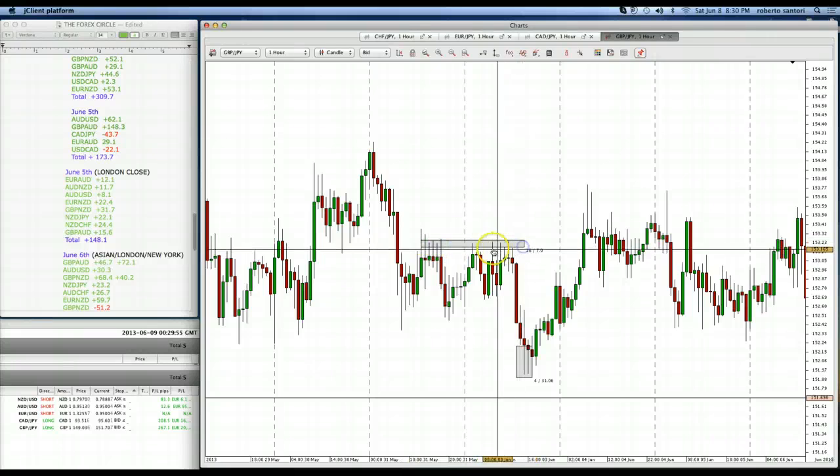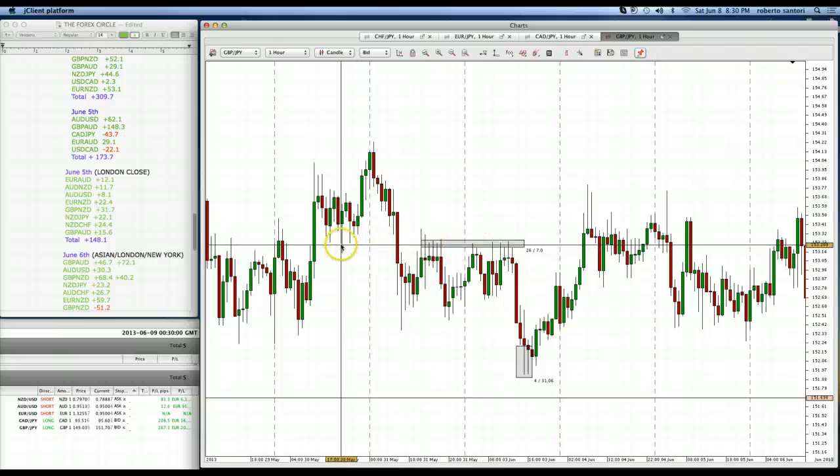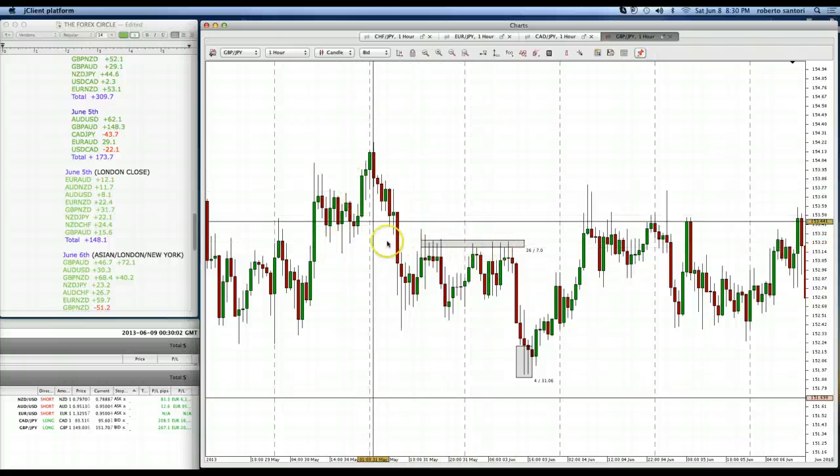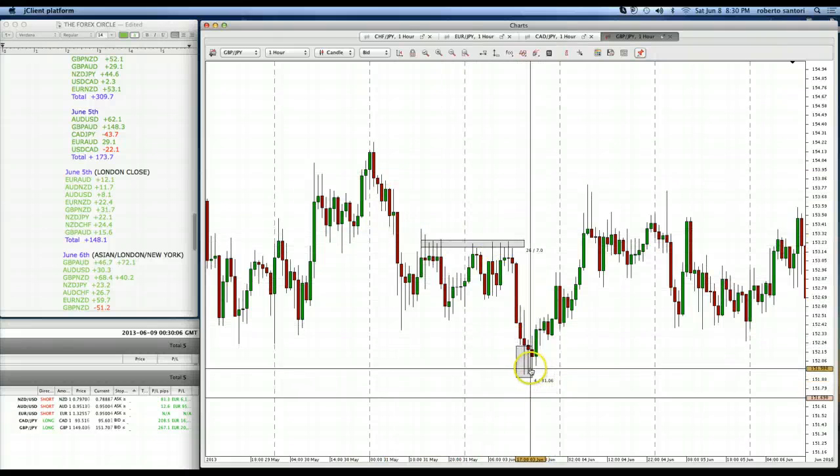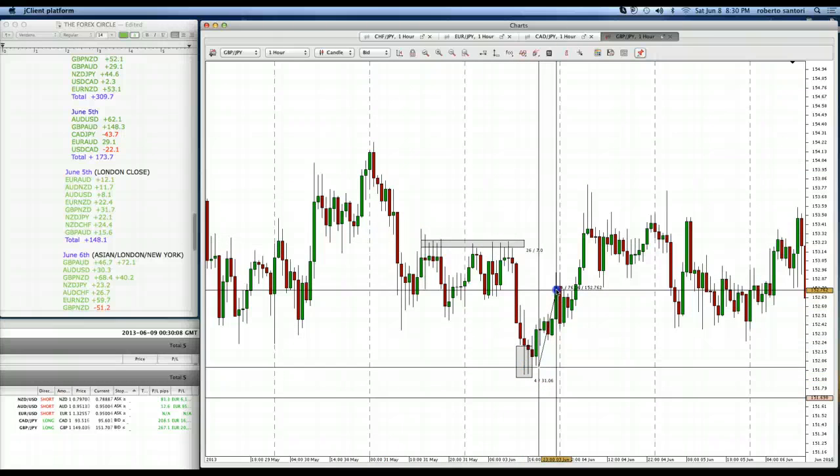Started from the previous day. Look how many times the market tried to penetrate this level, a previous support turned resistance. We're in a downtrend from the day before, so the market sold off. But London closed, look what happens. Okay, so you want to take advantage of that trade.